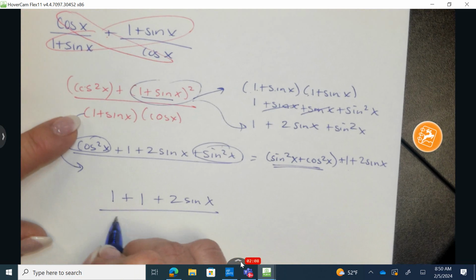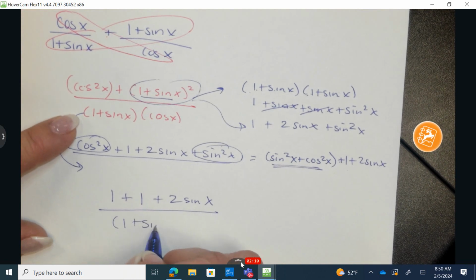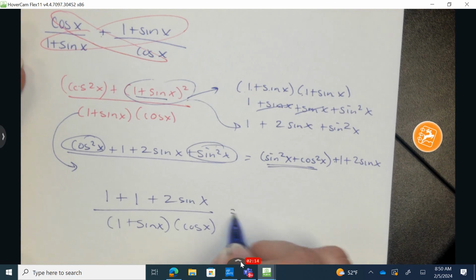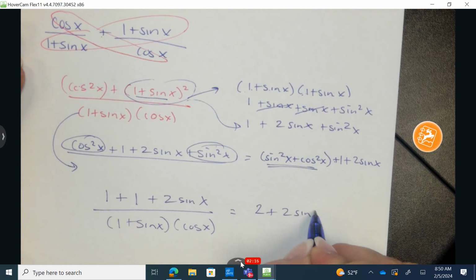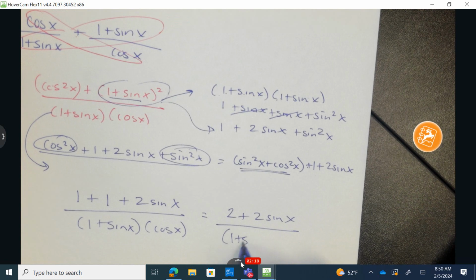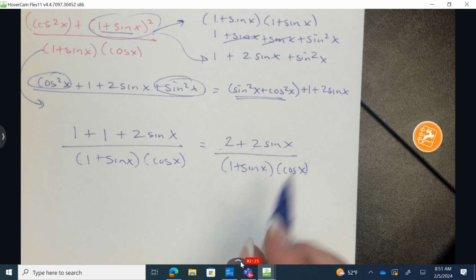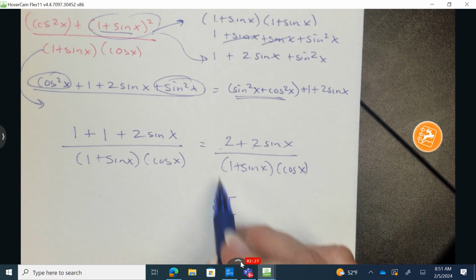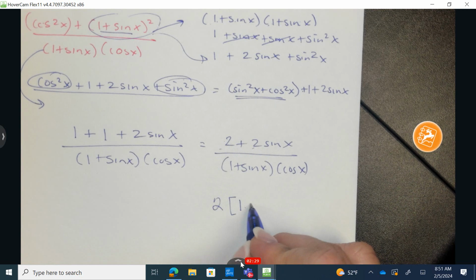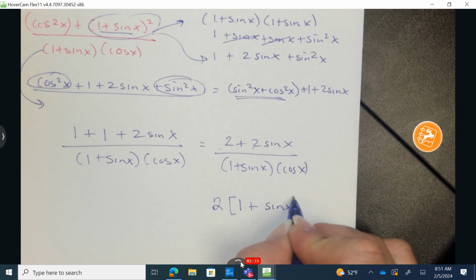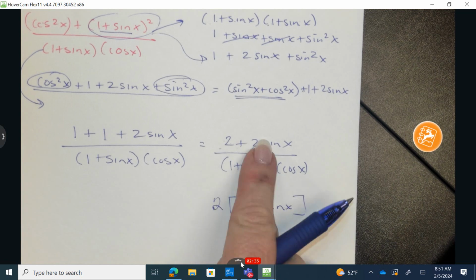Now in the denominator, I have the quantity 1 plus the sine of x times the quantity, the cosine of x. When I combine like terms, I have 2 plus 2 sine of x over the exact same denominator. And I recognize in the numerator, I have both terms in the left and right contain a 2. So let's factor out a 2. 2 times 1 is 2. 2 times what is 2 sine of x? Sine of x. Distributing to get that exact same thing.